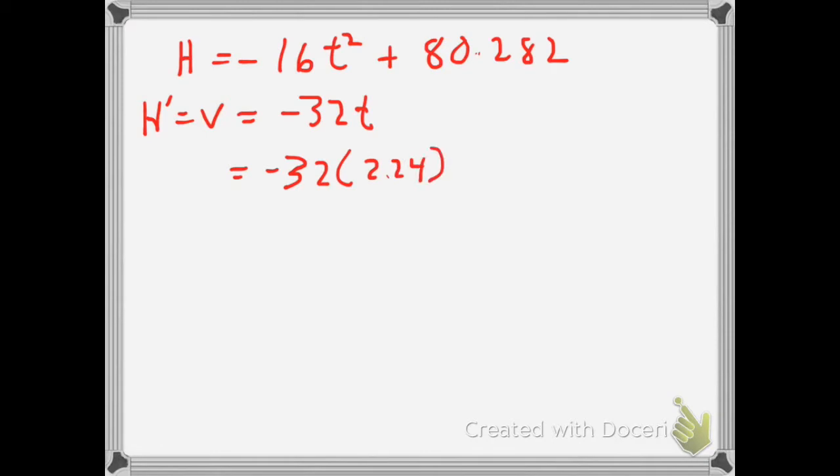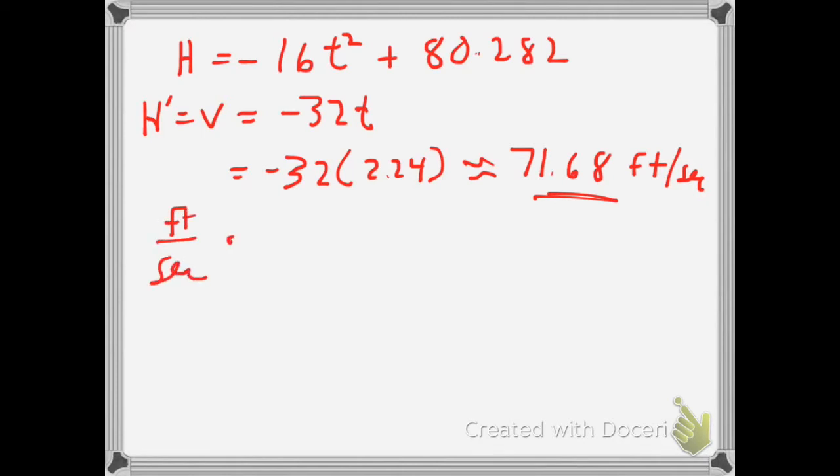and get our approximate velocity when it hits the ground at 71.68 feet per second. Alright, so we're not used to what feet per second is as much as miles per hour, so we're looking at feet per second.